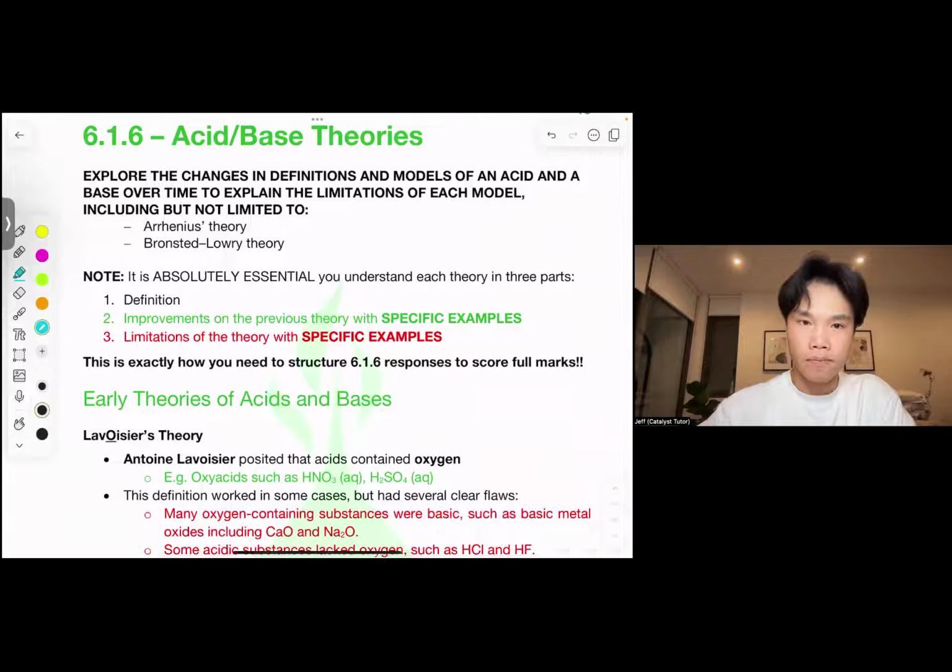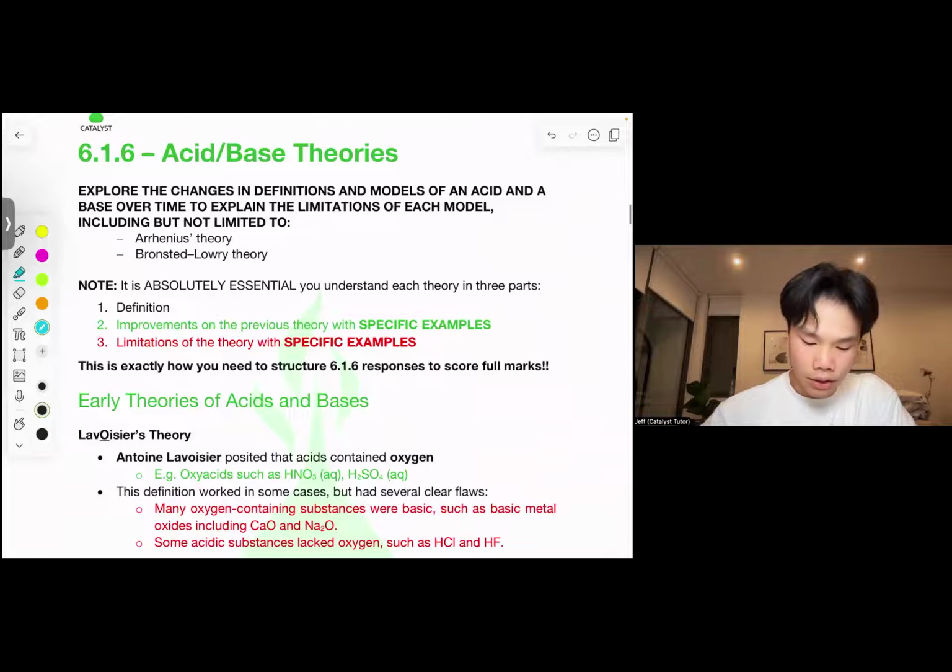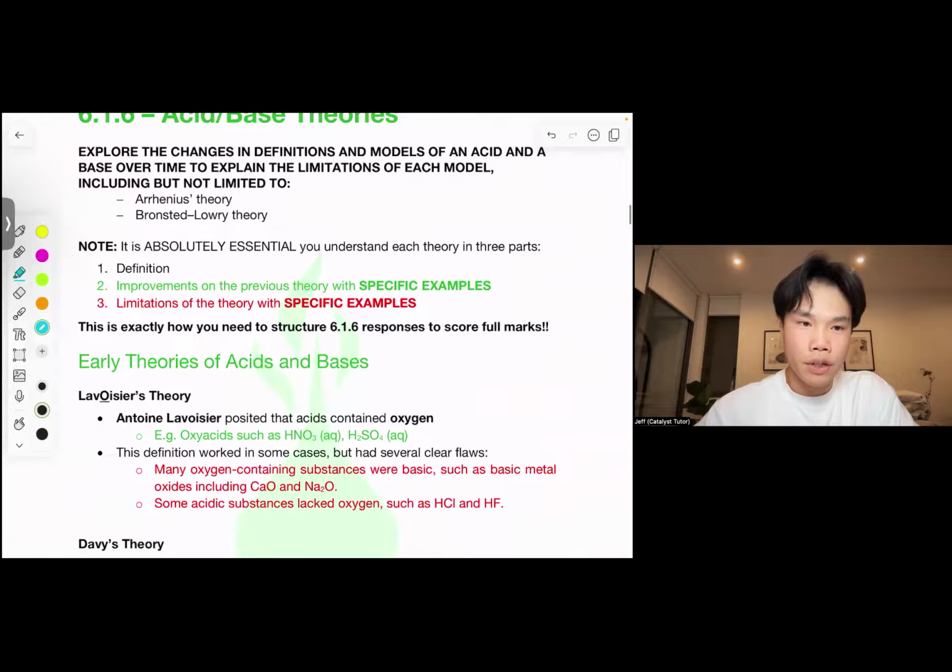Okay. Moving on to the acid-base theories. So we have Arrhenius and Bronsted-Lowry as the syllabus prescribed. What you need for each theory is a definition, how it improved on the one that came before it, and the limitations of that theory.